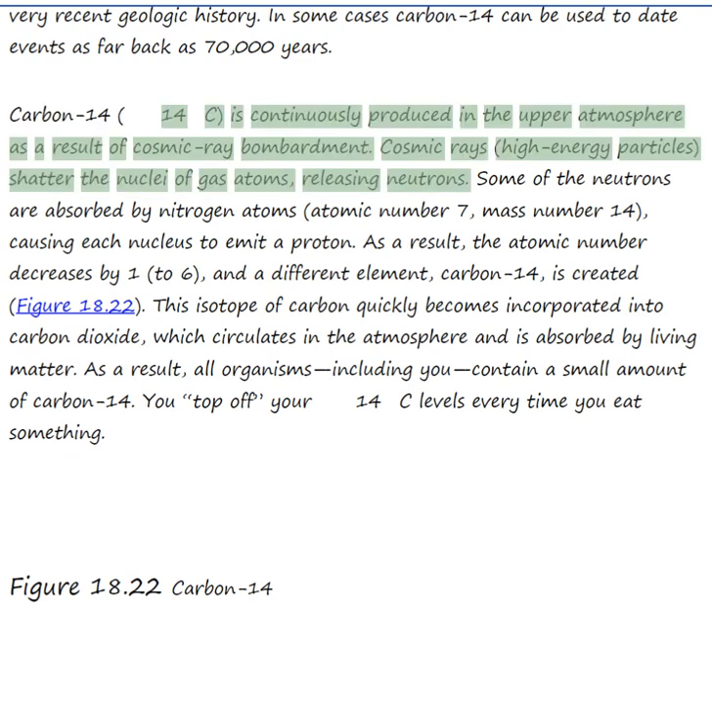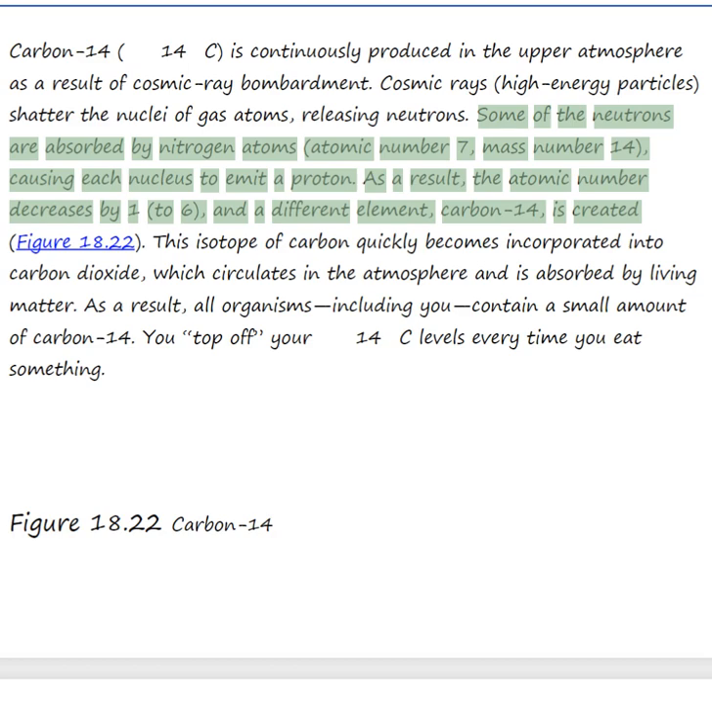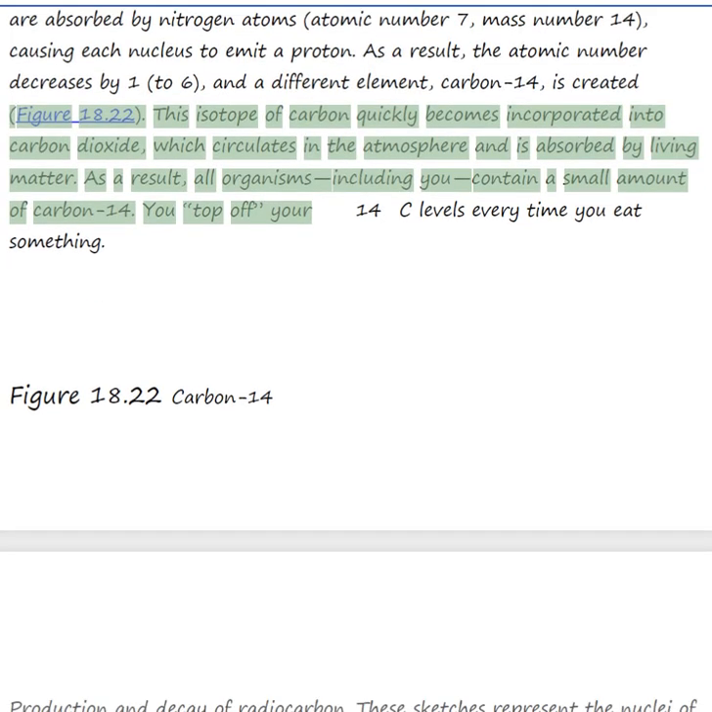Carbon-14. 14C is continuously produced in the upper atmosphere as a result of cosmic ray bombardment. Cosmic rays shatter the nuclei of gas atoms, releasing neutrons. Some of the neutrons are absorbed by nitrogen atoms, causing each nucleus to emit a proton. As a result, the atomic number decreases by 1, and a different element, carbon-14, is created. This isotope of carbon quickly becomes incorporated into carbon dioxide, which circulates in the atmosphere and is absorbed by living matter. As a result, all organisms, including you, contain a small amount of carbon-14.